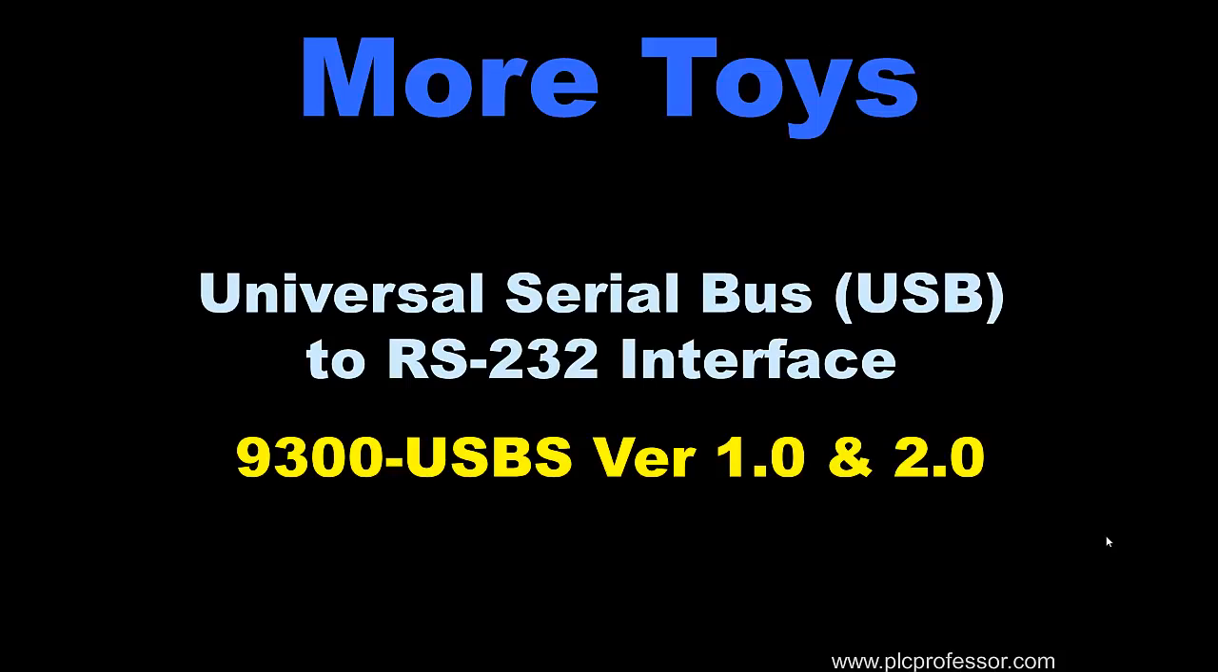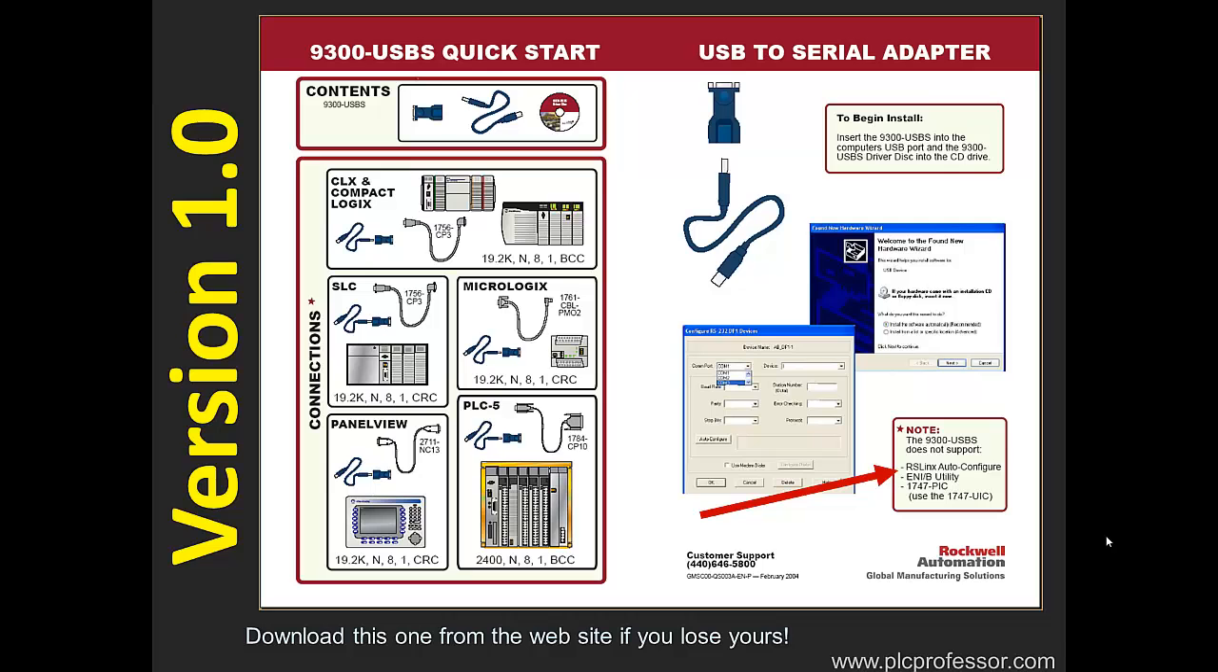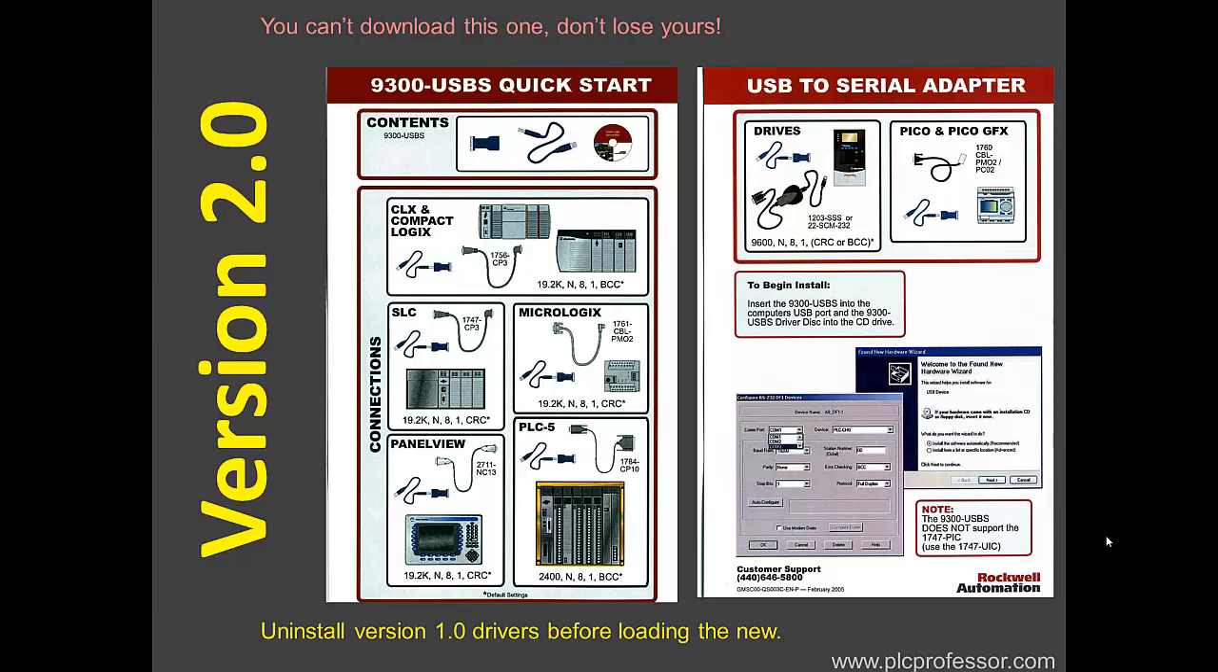More toys. This is the newer USB adapter, but it's strictly RS-232. There's no RS-485. This was version 1, and version 1 did not support auto configuration. If you see the red arrow, it says note: does not support RSLinx auto configure. Well, that's not a good thing, because auto configure is a nice thing to have. You can also download this from the website if you lose yours.